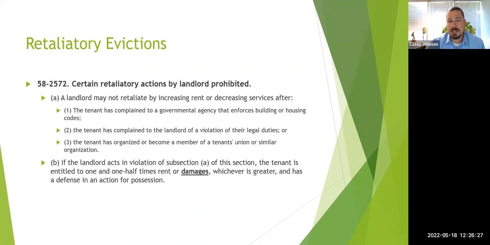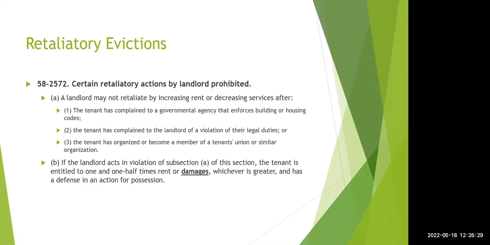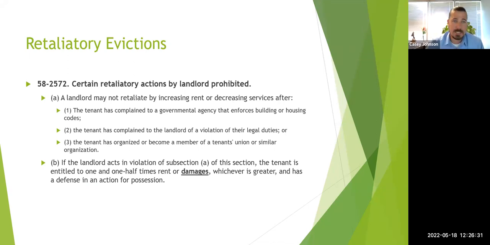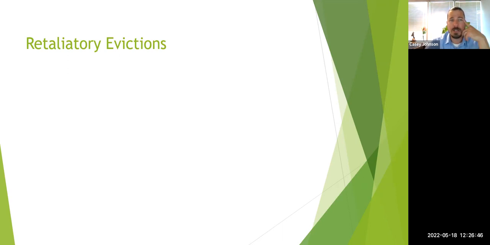If the landlord does decrease the tenant services or tries to evict them after one of these things, the tenant can, again, it cites that earlier statute, sue for 1.5 months rent or damages, not actual damages, any damages, whichever is greater. And that's a defense in an action for possession if the landlord's trying to evict them.